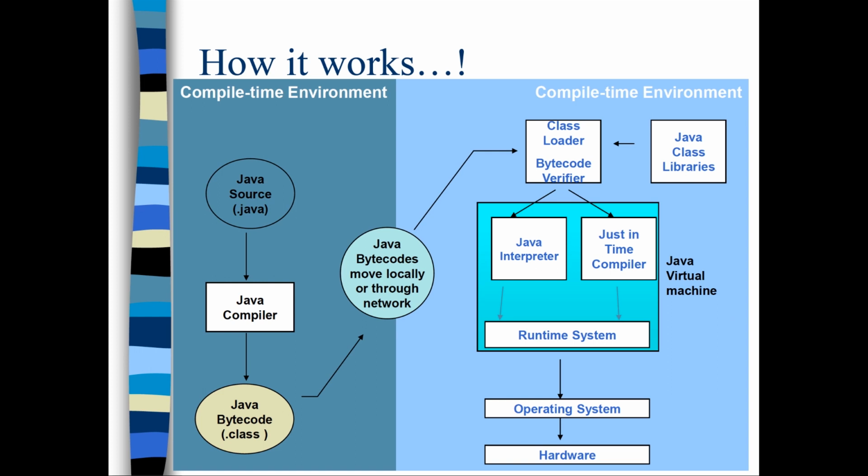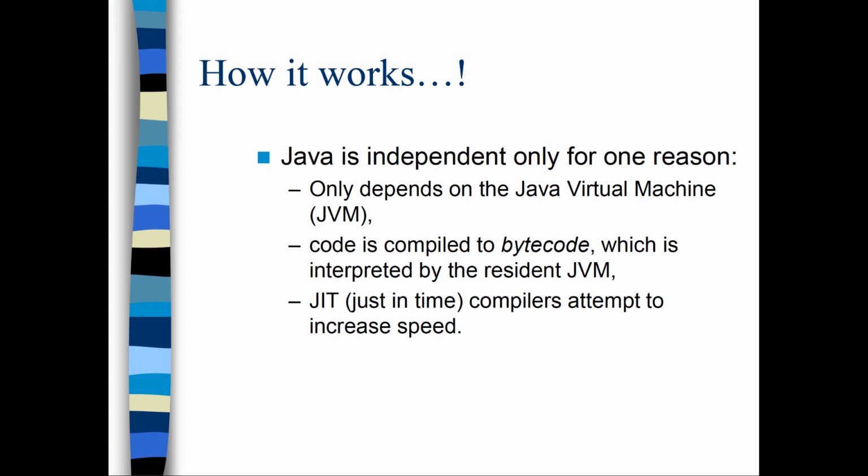So let's move ahead. So how Java works, basically. As I explained in the previous slide, just take a quick look at that figure. Java is platform independent for only one reason: it only depends on the Java Virtual Machine. As I said, on any machine where the JVM is installed, each and every Java code will run. The code is compiled to bytecode, which is interpreted by the resident JVM.